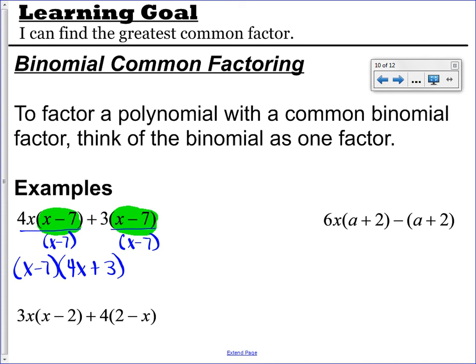Plus 3. So it's really easy when you're factoring out a common binomial. They just cancel out. So I'm factoring it out so it goes on the outside, x minus 7. And then on the inside, I'm left with 4x plus 3. Because you're taking the whole thing out.